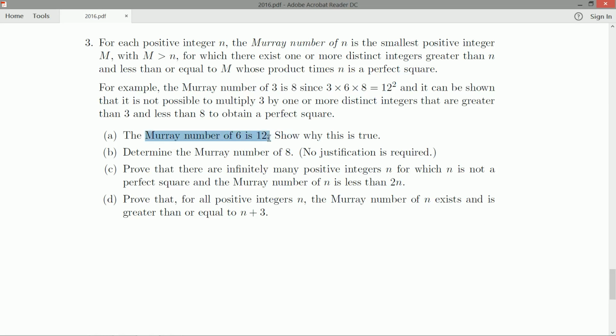The Murray number of 6 is 12. Show why this is true. If we're thinking about arbitrary runs of numbers, then I'm inclined to think factorials might come in here. Anyway. The Murray number of 6 is 12. Show why this is true. Okay, so first I should show that it is a Murray number, or a potential Murray number. That is, I can do 6, 12, and something else, or maybe some other things that are less than or equal to 12, and get a square, and then I have to show why you can't do it with more stuff.